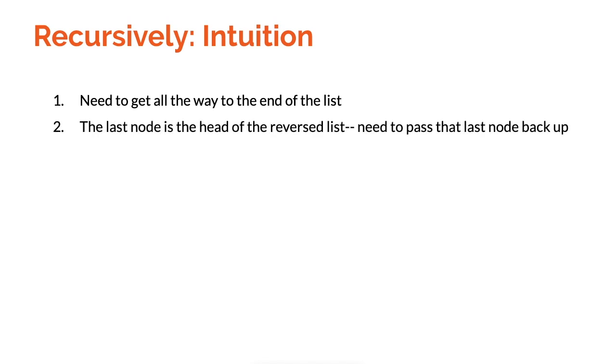So reversing the linked list recursively is a little bit trickier, but I've broken it down into 3 steps. First, we need to get all the way back to the end of the list. And this last node that we hit is actually going to be the head of the reversed list, so we need some way of passing that node back up. And then at each node, we can just apply the reverse operation.